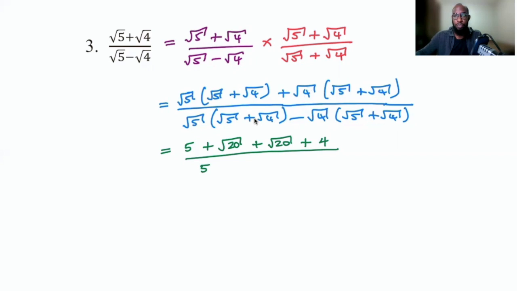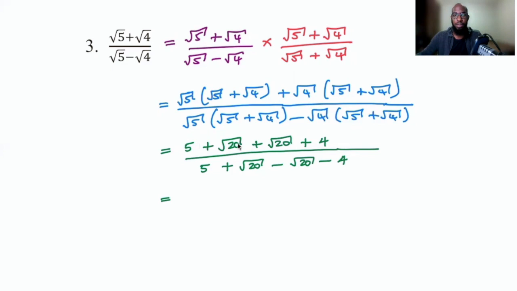Root 5 times root 4 is root 20. So it's plus root 20. Right? Multiplying same signs is positive for both of them. Multiplying different signs, negative. Root 4 times root 5 is root 20. 4 fives are 20. Multiplying different signs is a minus. Root 4 times root 4 is 4. Right, so square root of 4 times square root of 4 is just 4. We established that already.